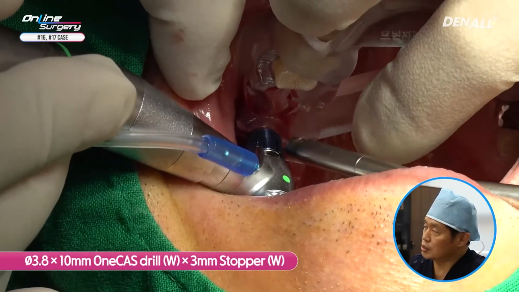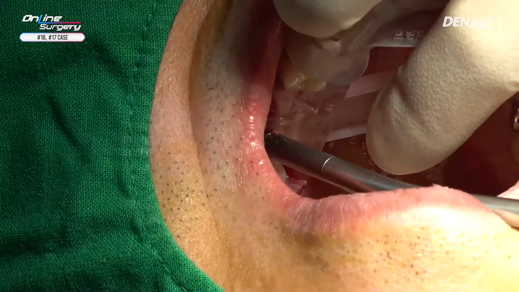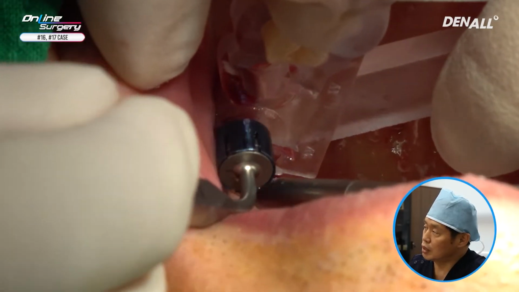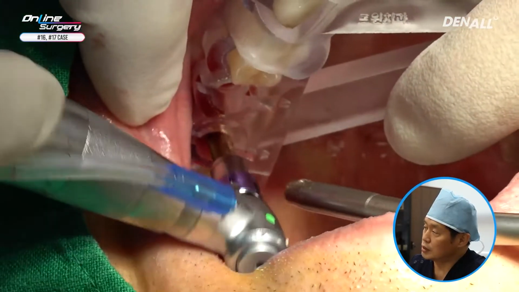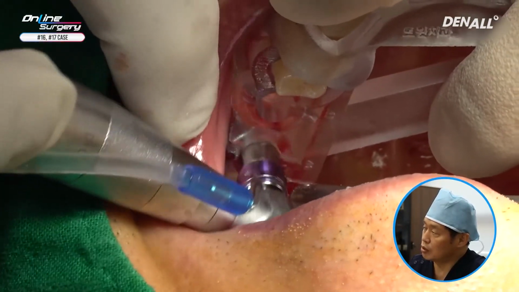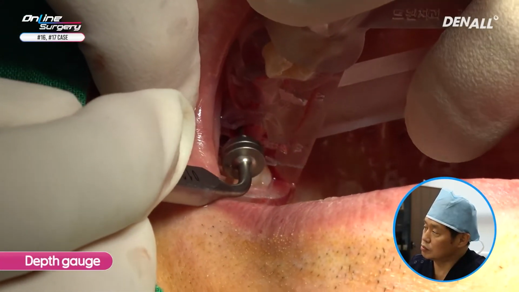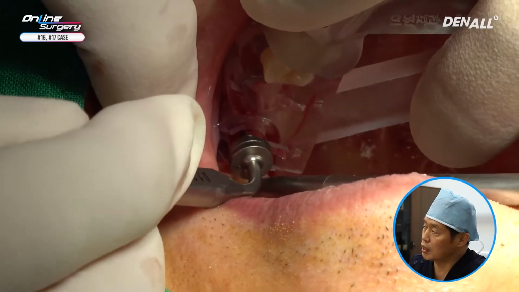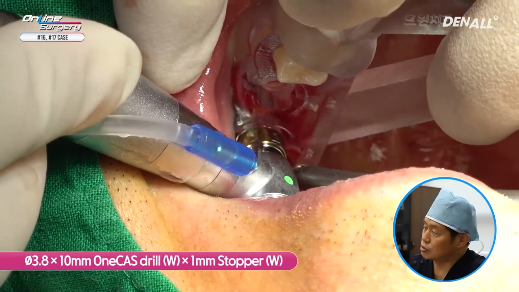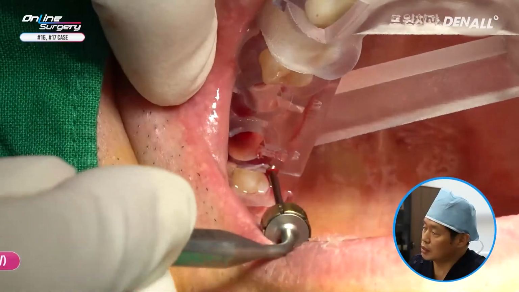3.8 by 10 millimeter drill and 3 millimeter stopper is connected, so drilling up to 7 millimeter is done. Next, depth gauge with 3 millimeter stopper is used to check for penetration. Next, a 10 millimeter drill with 2 millimeter stopper, so drilling up to 8 millimeter. Depth gauge without stopper is used to check. Next, I'm going to use 1 millimeter stopper and drilling is done up to 9 millimeter.